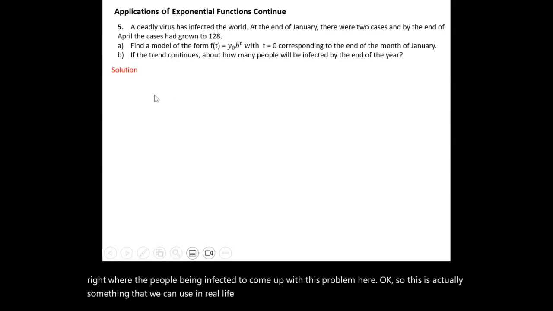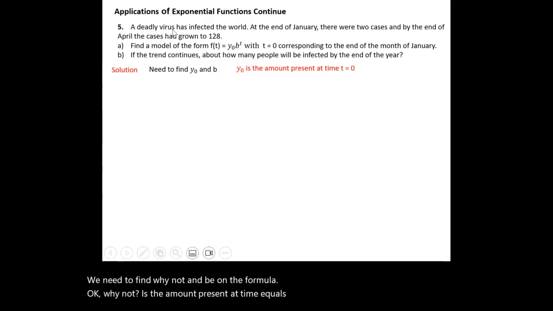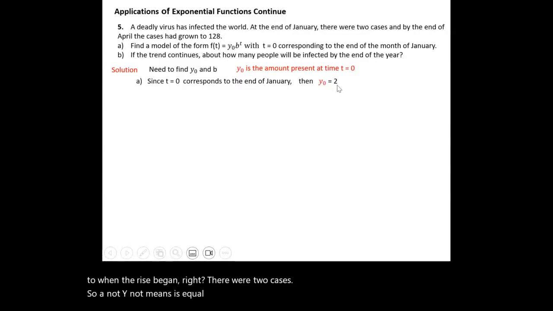Anyway, how do we start? We need to find y naught and b on the formula. Y naught is the amount present at time equals 0. So when the values began, there were two cases. So y naught is equal to 2.